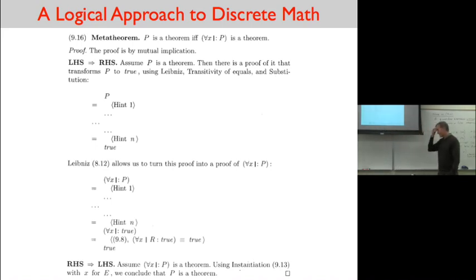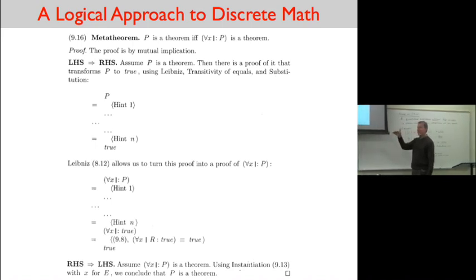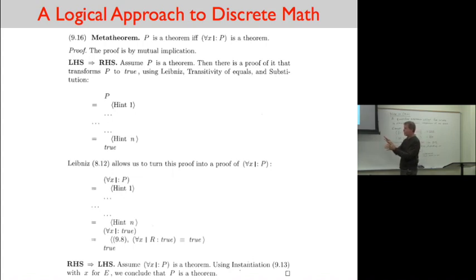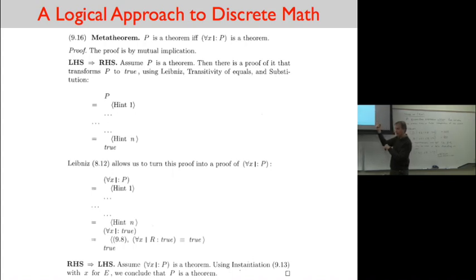Yeah. Leibniz is the step. Leibniz is how we substitute equals for equals. Are you with me? That's our proof. That's a proof rule. That's not a theorem or an axiom. So Leibniz allows us to turn this into a proof of for all x range true body P. Basically you would start with for all x range true body P, and then use the same hint that you used in the proof up there, just for that part, for the P. And eventually you would get to for all x range true body true.